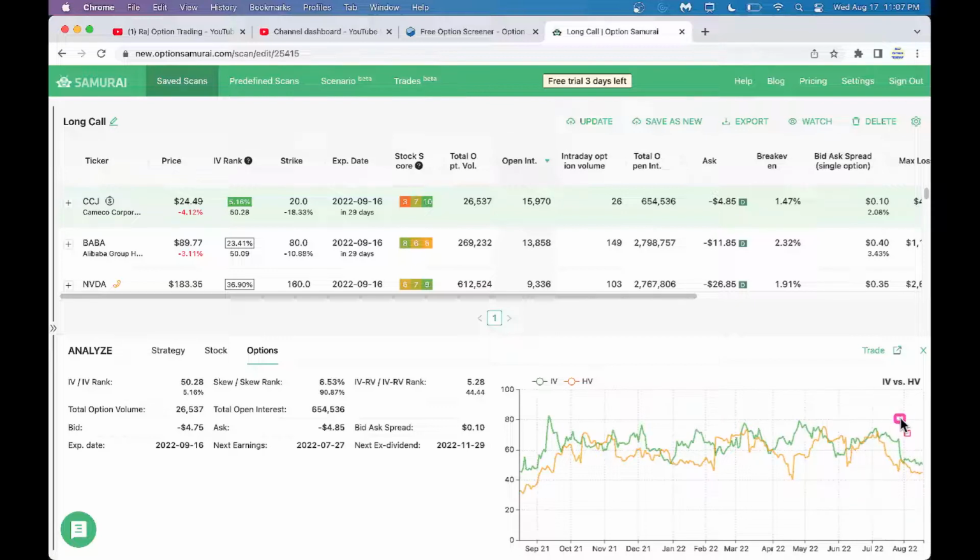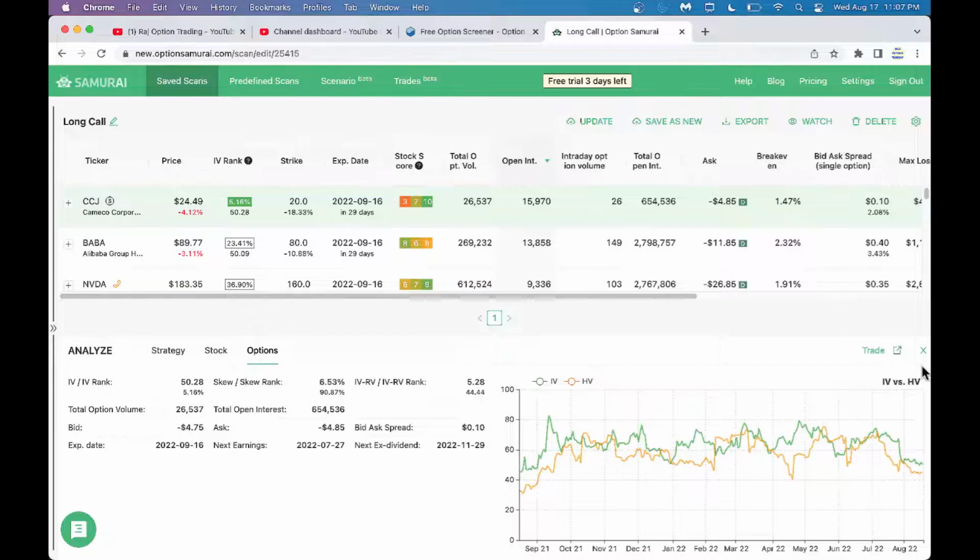That's when you buy call options, when the volatility is low here. Look, IV rank is very low, 5.28. We got IV as well as historic. It's not too much here. So that's when you buy call options, when the IV is low.